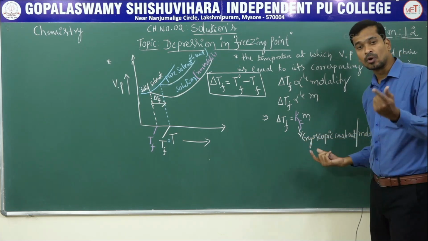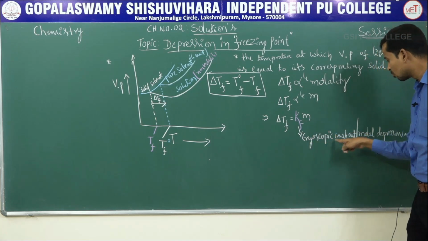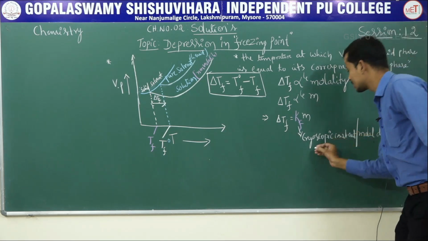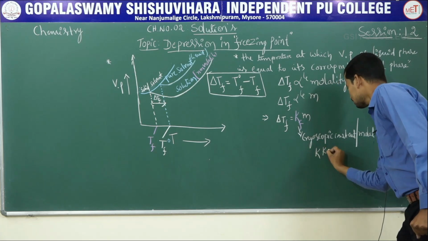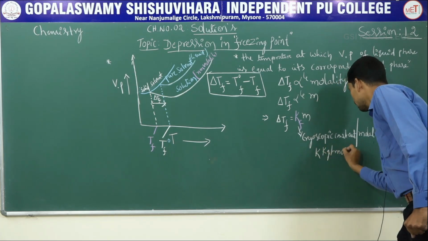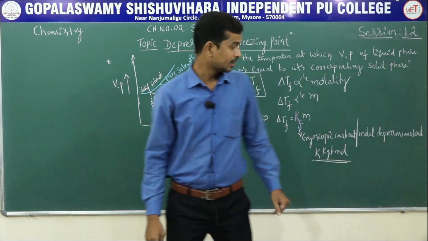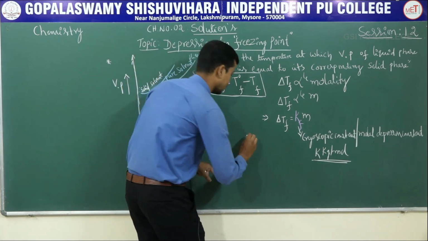Ebullioscopic constant or molar elevation constant. Kf is called what? Cryoscopic constant or molar depression constant. The unit is the same. You have to write it for Kb, Kelvin kg per mole. This is the unit of Kf, and Kb is the same: Kelvin kg per mole.